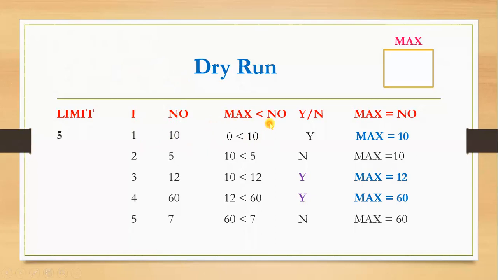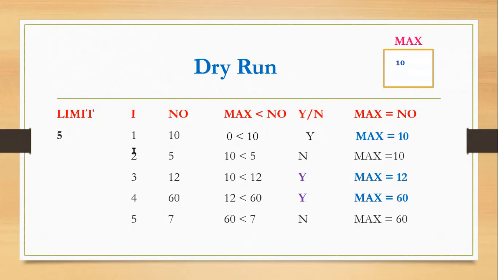If max is less than number, right? So here, is 0 less than 10? Why 0? Because initially the value of max is 0. So 0 is less than 10. Is this true? Yes, it is true. So now max will become 10. The value of max will change from 0 to 10.